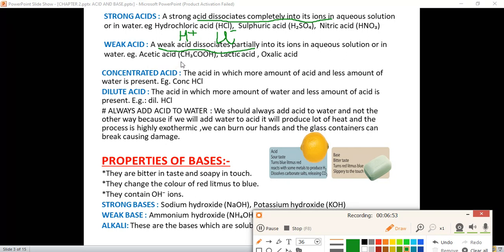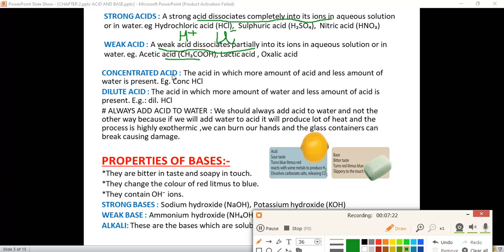Example, acetic acid will break down into CH3COO minus plus H plus, meaning complete breakdown of acetic acid will not take place, it will break down partially. Other examples are lactic acid and oxalic acid. So remember, a strong acid dissociates completely into its ions, example hydrochloric acid, and a weak acid dissociates partially into its ions, example acetic acid.